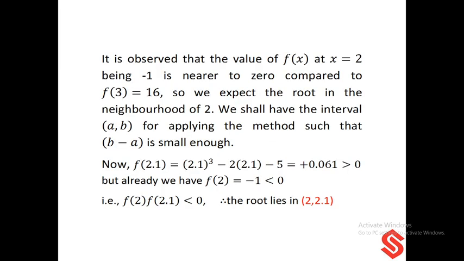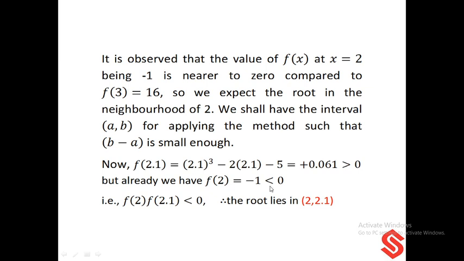So here it is observed that the value of f of x at x is equal to 2 being minus 1 is nearer to 0 compared to f of 3 is equal to 16. So we substitute x is equal to 2.1 in order to reduce the length of the interval, or to make b minus a small enough, like 3 minus 2 is small enough. We try to substitute the values x is equal to 2.1.